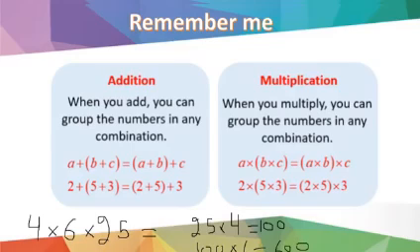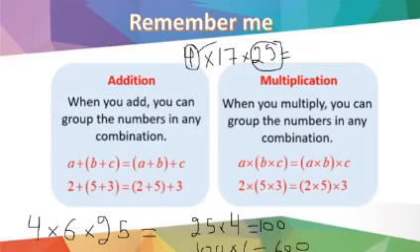Let's take another example. 4 by 17 by 25. First step, multiply 25 by 4. Why? Since if we multiply 4 by 25, we'll get 100. And now I can multiply mentally 100 by 17. 17 by 1, 17. And then add 2 zeros at the end of the number.